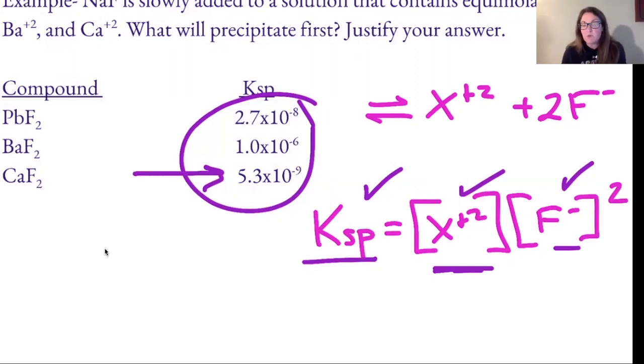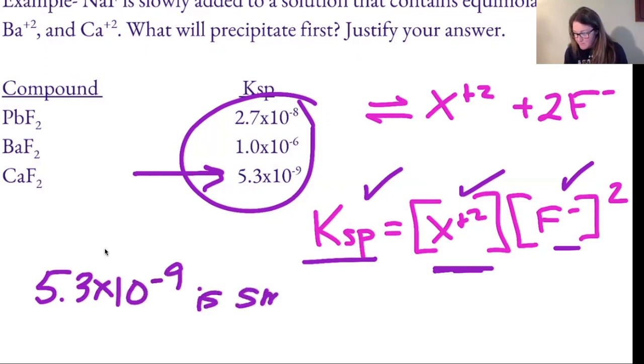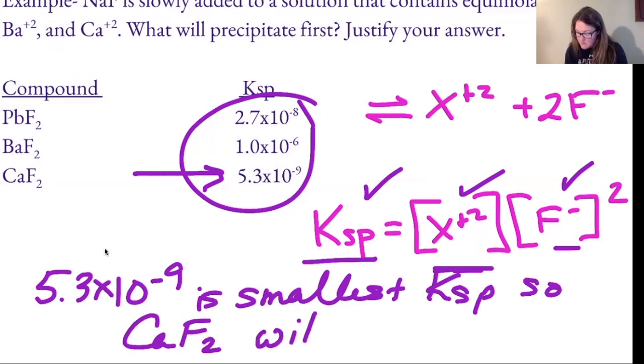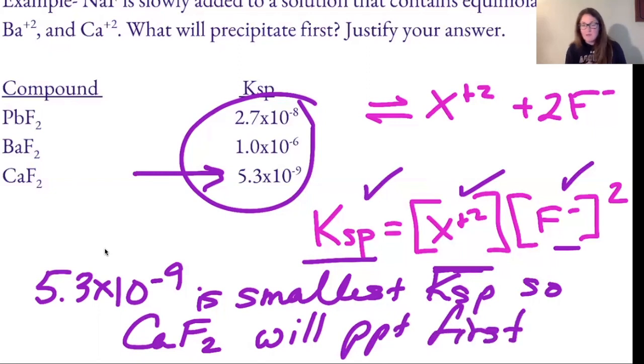This is the type of question where I can either justify it with a calculation or I can justify it with words. So 5.3 times 10 to the negative ninth is the smallest KSP value. So CaF2 will precipitate first. That's it.